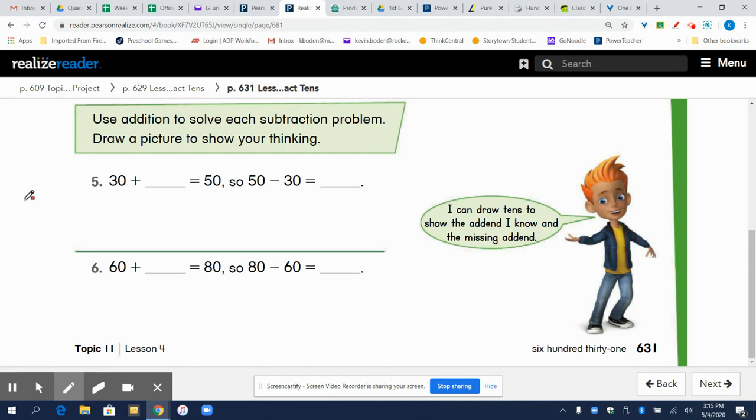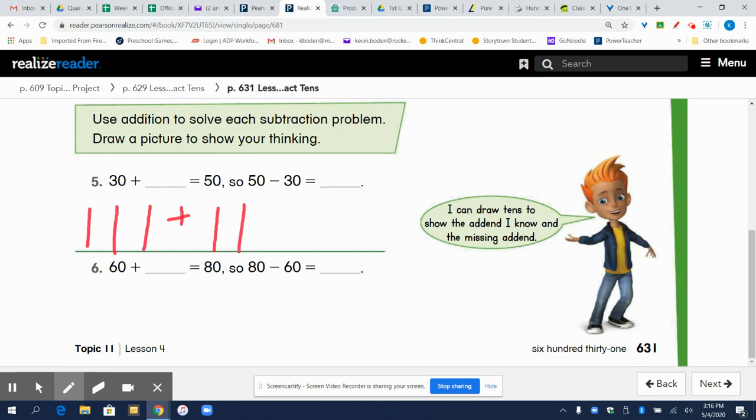So 30 plus how many gives us 50? Well, let's see. If I already know 30, 10, 20, 30, how many more do I have to draw to get 50? I have 30 there that I drew. How many more 10s do I have to draw to get to 50? Well, let's see. 10, 20, 30. It goes plus one more 10 is 10, 20, 30, 40. I'm close, but not there. Let me draw another 10. 10, 20, 30, 40, 50.